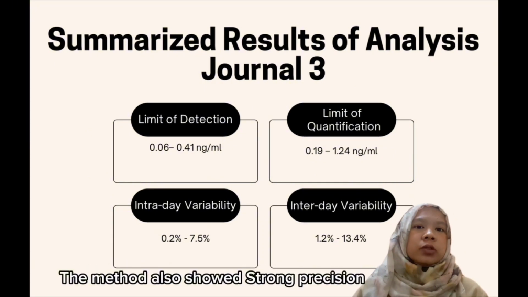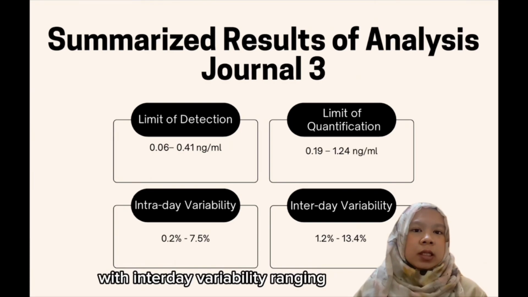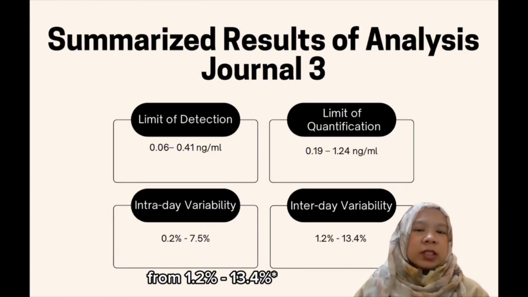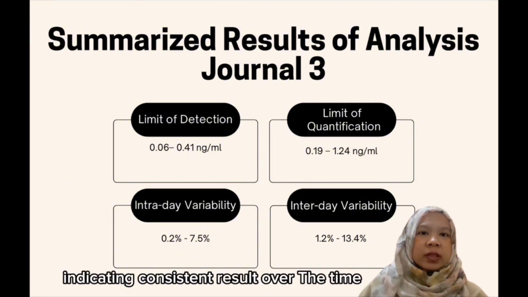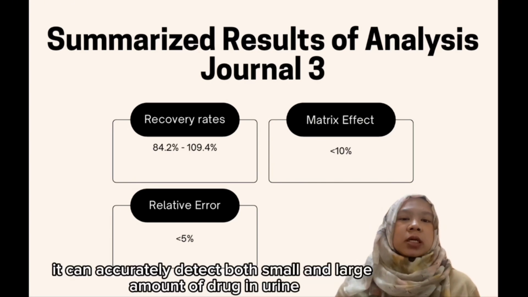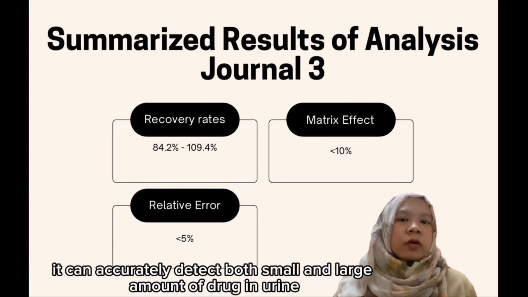The method also showed strong precision, with intraday variability ranging from 0.2% to 7.5% and interday variability from 1.2% to 30.5%, indicating consistent results over time. The method works well across a wide range of drug levels, so it can accurately detect both small and large amounts of drug in urine.